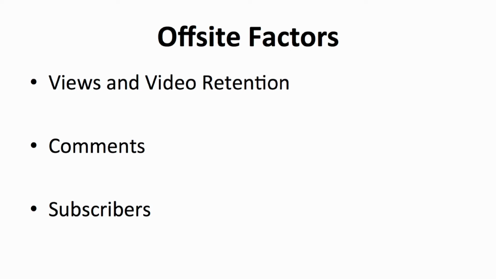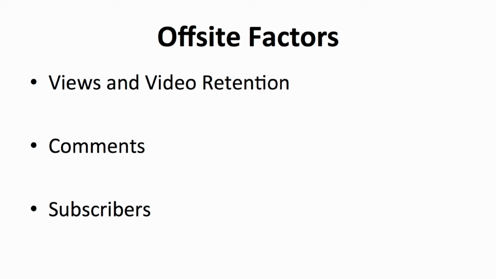First of all, the views and video retention. The more views you have, the more exposure your video has. This way, it improves the video's YouTube SEO. The second off-site factor is the comments on your video. Comments on your video give an authority signal to YouTube. If viewers have commented on your video, it means they have enjoyed the video, or at least they have watched the video until the end.